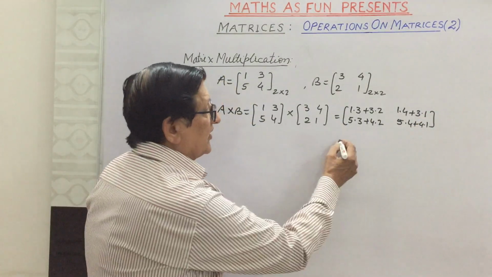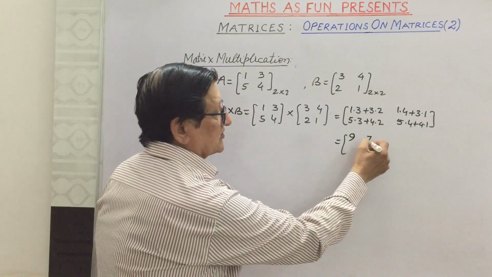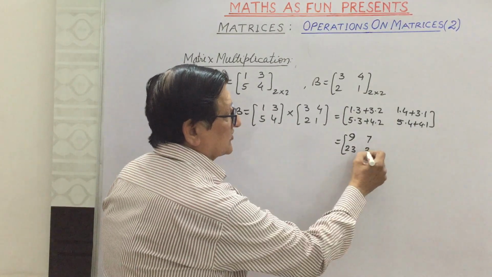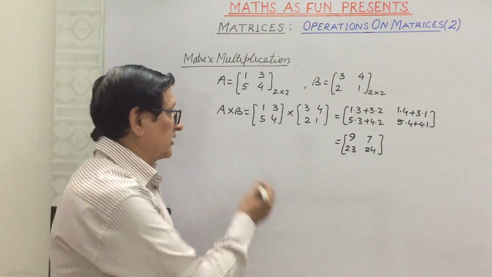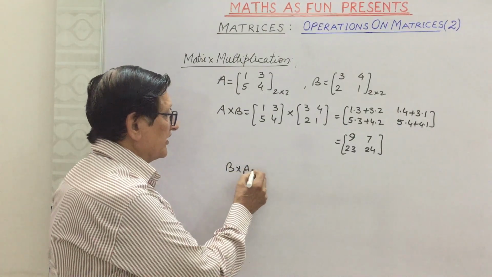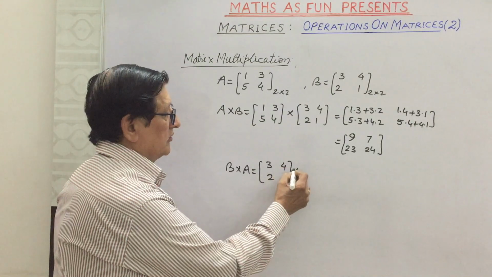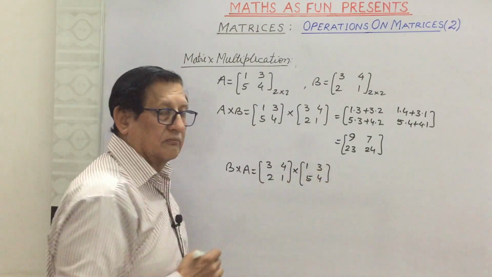Finding the sum, we get here 3 plus 6, 9, 4 plus 3, 7, 15 plus 8, 23 and 20 plus 4, 24. Now suppose we want to find out the product B into A. Then we write B first, that is 3, 4, 2, 1. Then A, 1, 3, 5, 4.